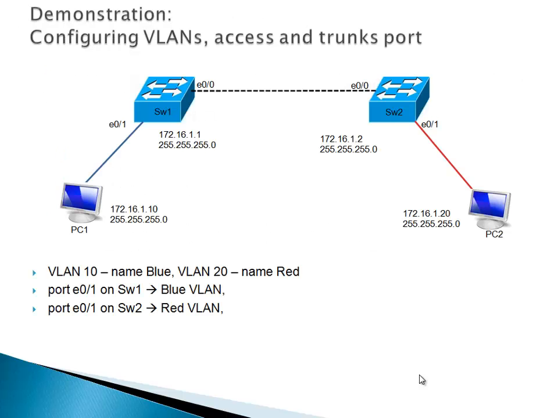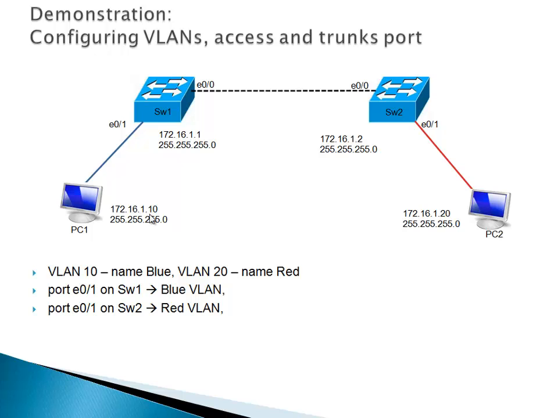Okay, for this demonstration, I have a very small network. I have a PC1 on the left here that is going to belong to the blue VLAN. And I have a PC2 on the right network that is going to belong to the red VLAN. By default, they are both in VLAN 1 and they should be able to ping each other. Then when we change the VLANs, they will not be able to ping each other.